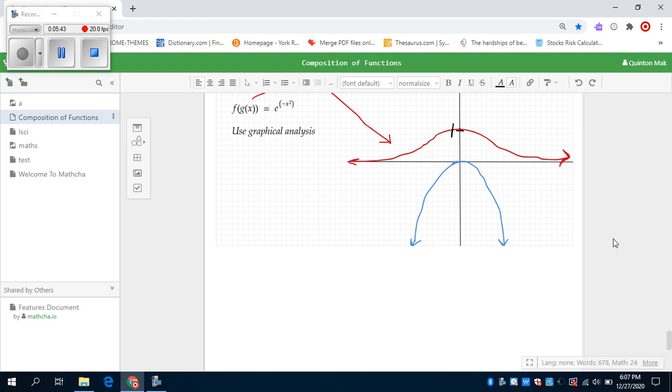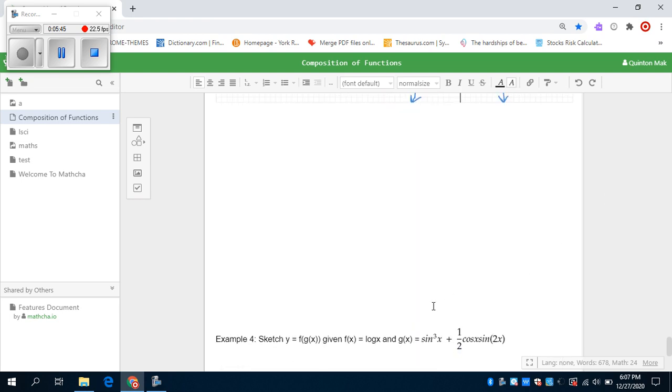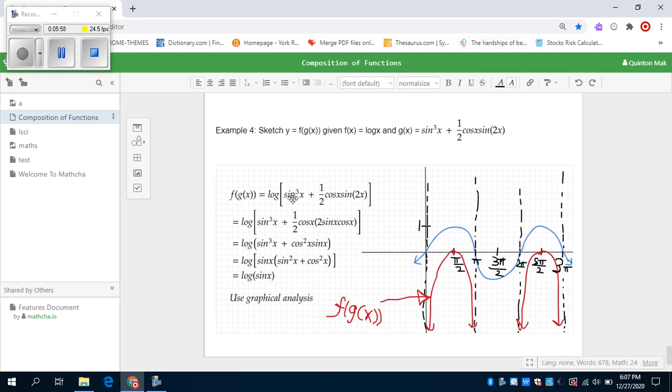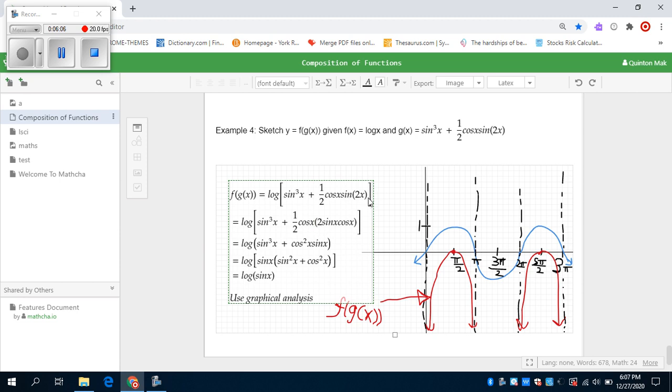Final example, sketch the function given these two functions. Pause the video and try it out yourself. We'll get into it. So we sub this in and we first use a double angle formula on sine of 2x. Then we cancel out the 2 and the 1 over 2 to get cos squared x, sine of x.